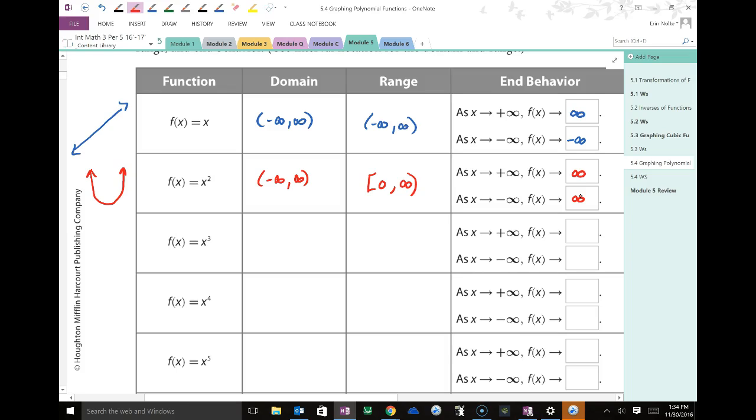For the range? I don't get that. Because the range is your y values. Okay, so why this 0 though? What if it's going down? Because it's just x squared. Literally the function x squared. It's not negative x squared, just x squared.